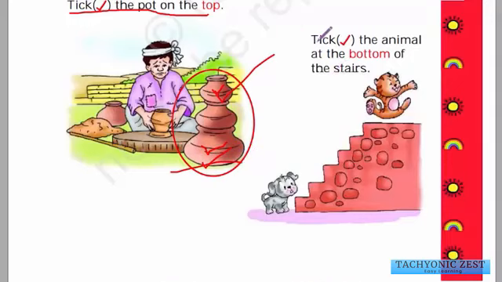The next question is, tick the animal at the bottom of the stairs. So this is the diagram of a stair. Now this is an animal, and this is also an animal. So we need to tick the animal that is at the bottom of the stairs, and we can clearly see that this animal is at the bottom. Why? Because he is at the ground, and the animal at the highest level means there will not be any animal above it. That means this is the animal and no one is above him, and therefore this animal is at the top. The answer is this.